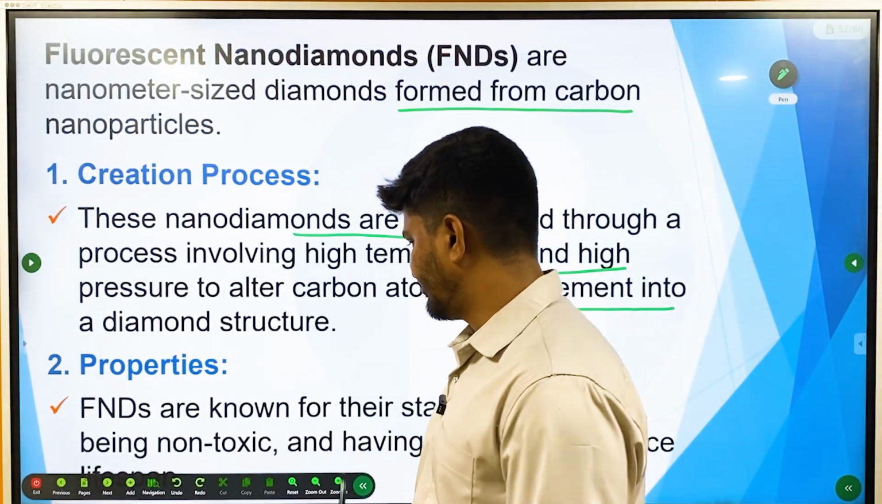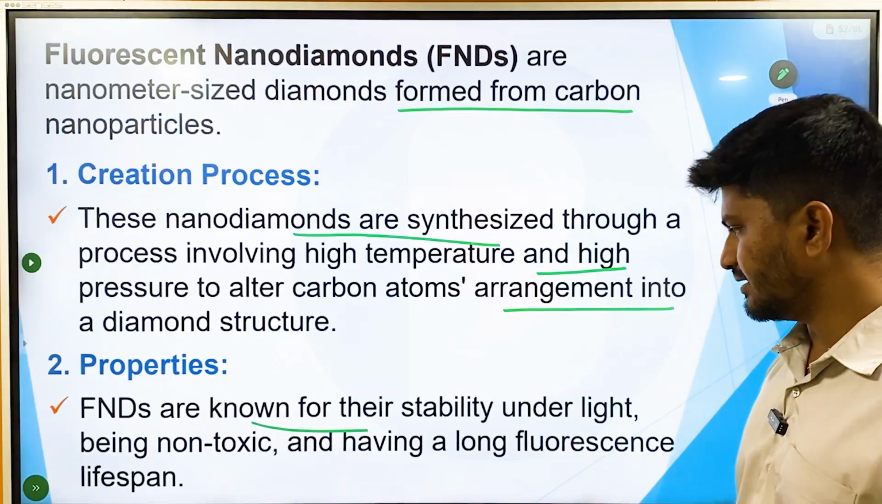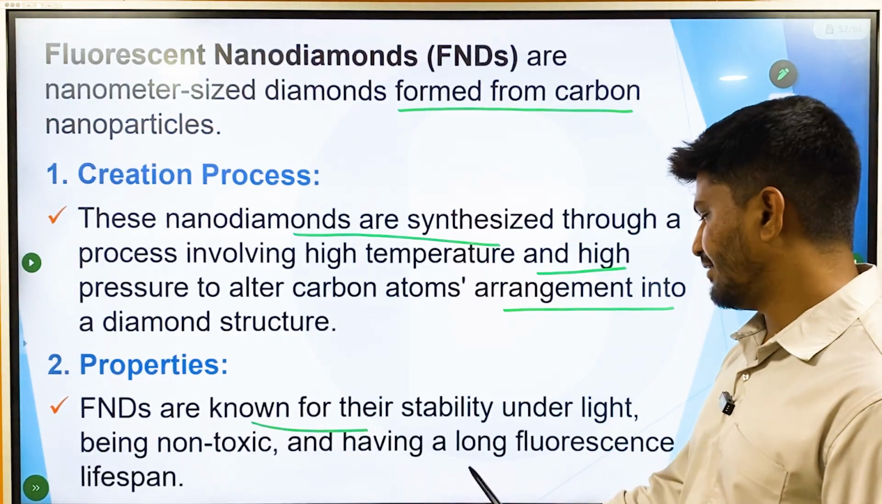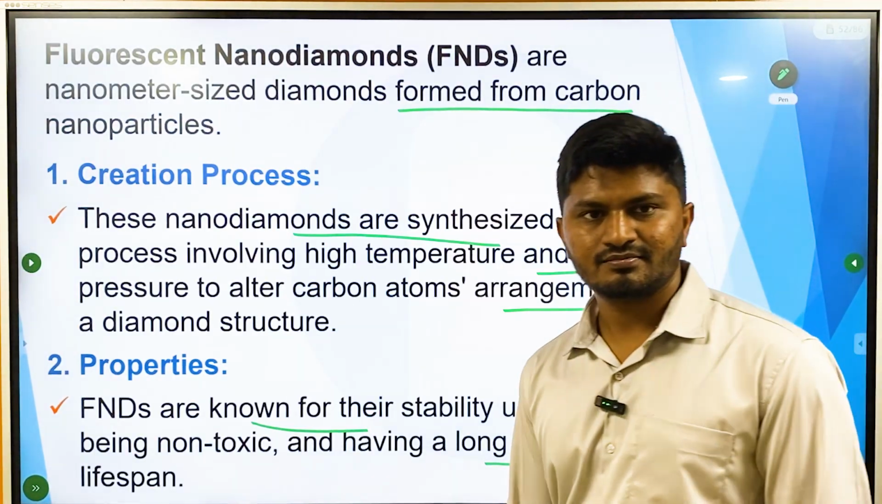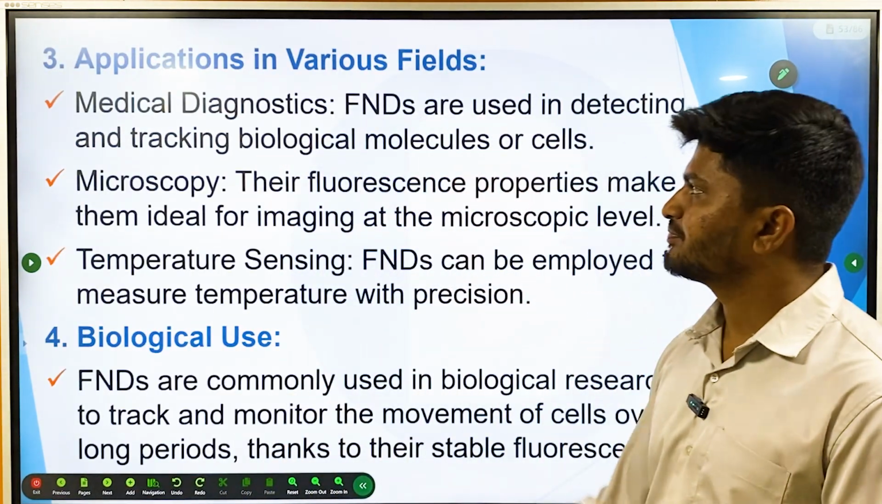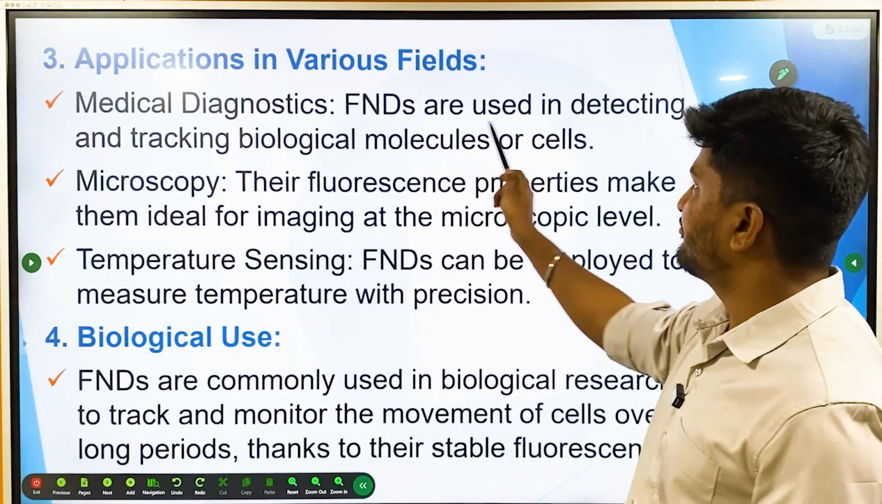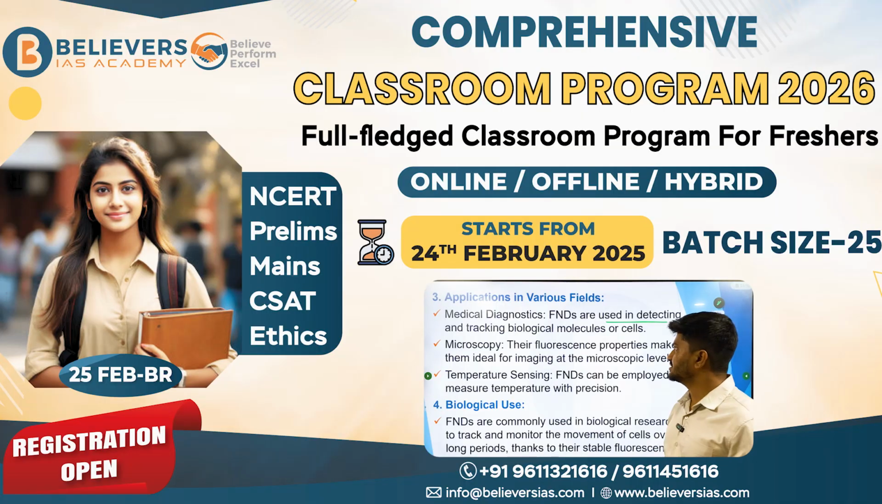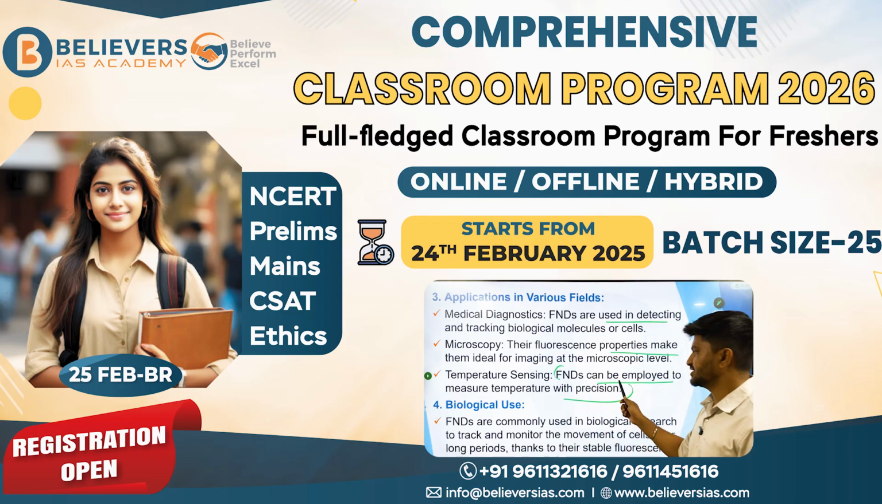Then properties of FNDs. They are known for their stability under light, being non-toxic and having a long fluorescence lifespan. Then applications in various fields. Medical diagnostics: FNDs are used in detecting and tracking biological molecules or cells. And then microscopy: their fluorescence properties make them ideal for imaging at microscopic level. And temperature sensing: FNDs can be employed to measure temperature with precision.